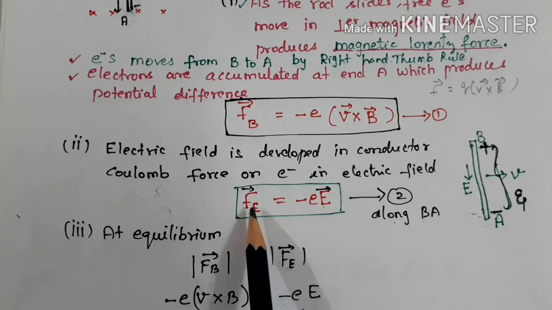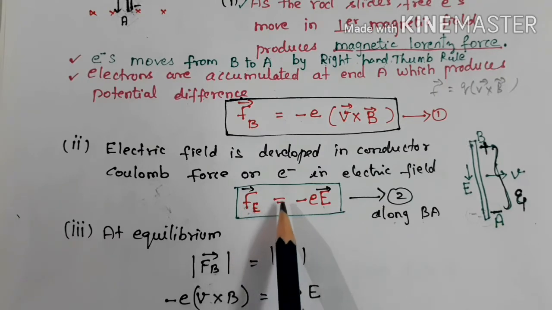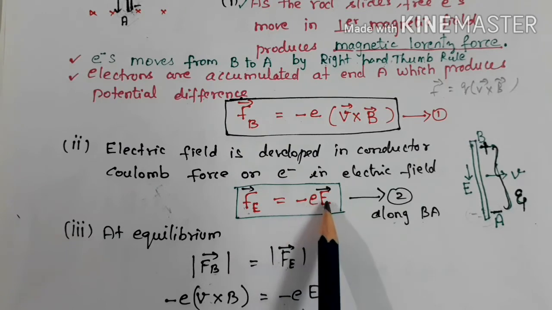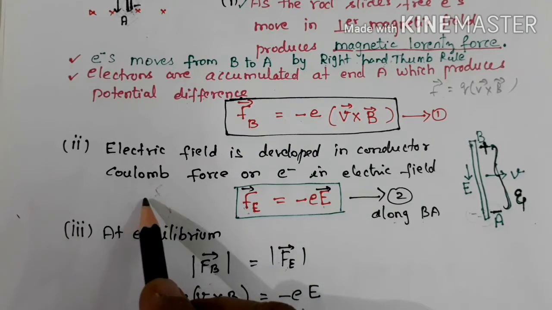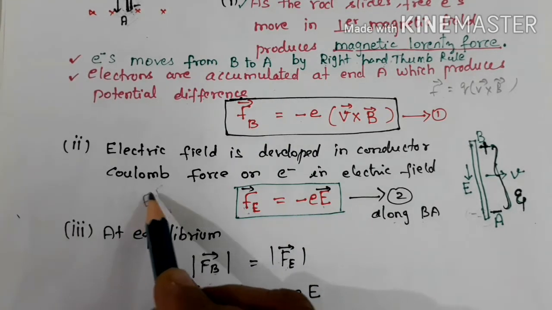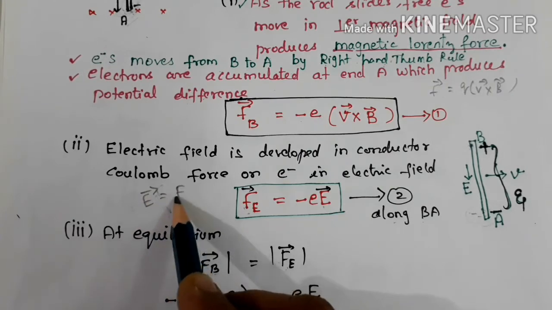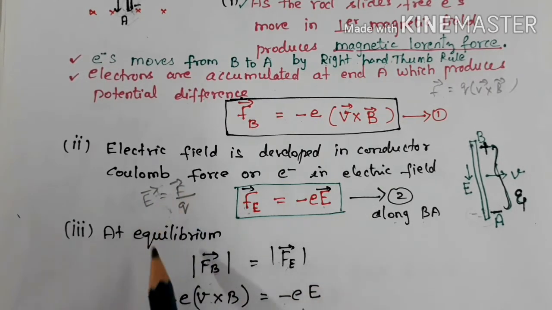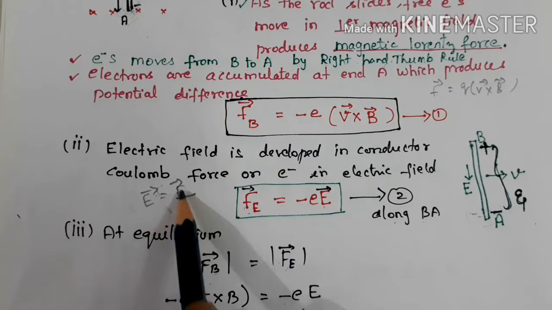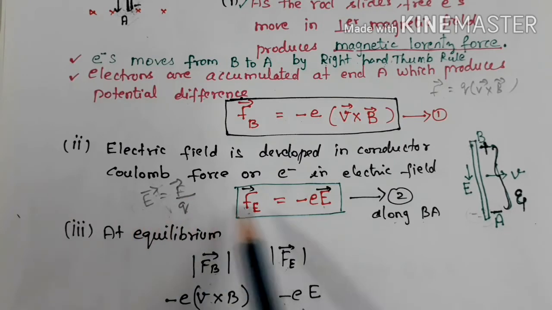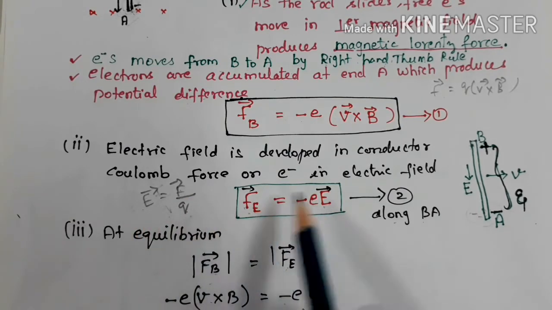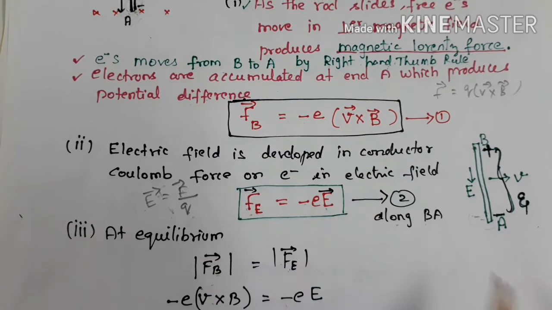Okay, that we call the Coulomb force. So the force on the electron in an electric field is given by minus e into E. You are familiar with this formula, children. You know that the E vector is equal to F vector by q, which you learned in the first unit. So F is equal to q into E. The same thing we have written; instead of q, I am having the electron, minus e.